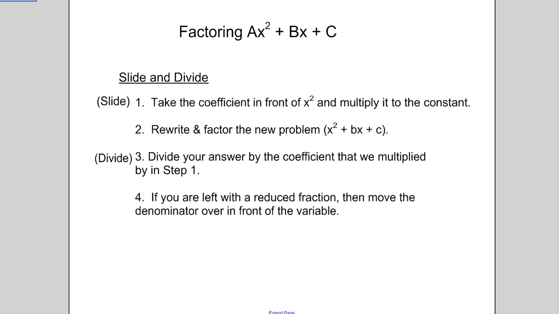So the first thing we're going to do is take a and multiply it to c, and then two, we're going to rewrite the problem because once we've taken a and multiplied it to c, the a is no longer there. And so we have a new problem, and we're going to factor that new problem. Then in step three, once we have our factors, we're going to divide our answer by the coefficient that we multiplied by in step one. Well, the coefficient was the a. And so if we multiplied by a, now we're going to divide by a.